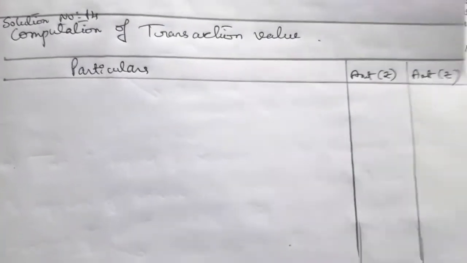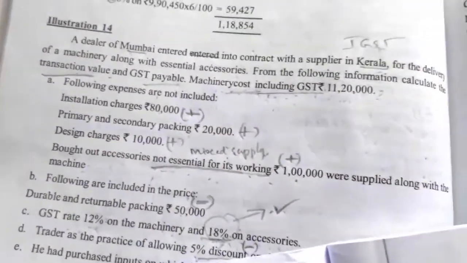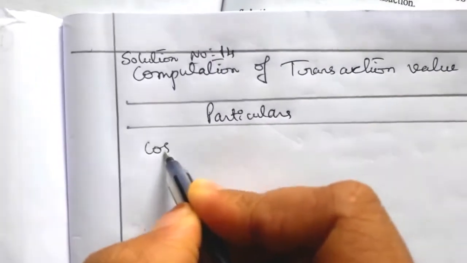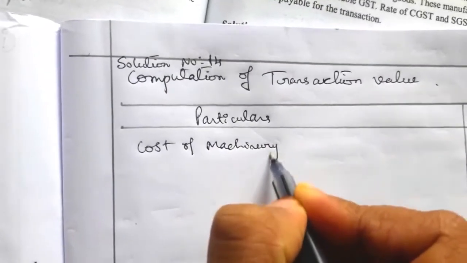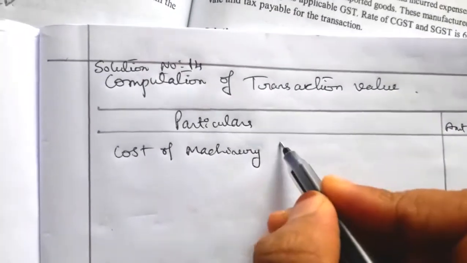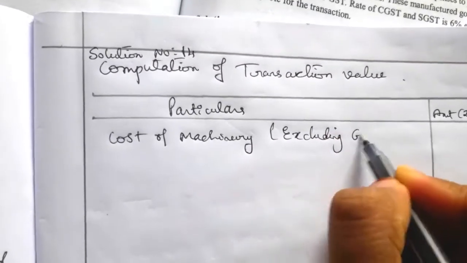Now we'll work out the solution. Write the heading computation of transaction value, particulars and amount column. So we have to start with the machinery cost. While calculating transaction value, all the values should be excluding GST. We have to take the value excluding GST.